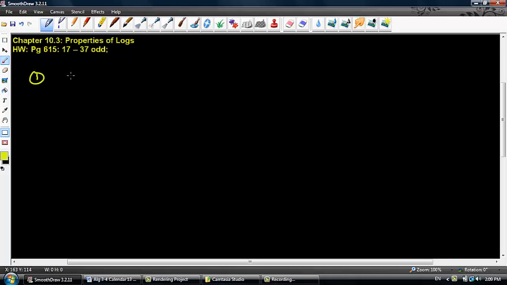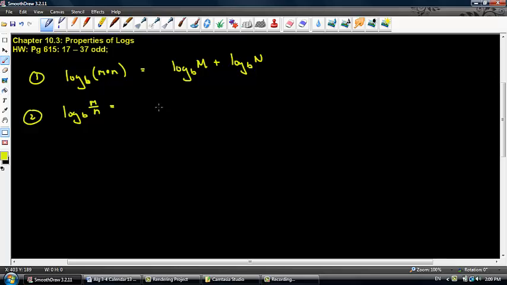The first property of logarithms is that if I have a log base b, and on the inside an m times an n, I can separate that logarithm out to make it log base b of m plus the log base b of n. Similarly, if I have log base b of m divided by n, that is log base b of m minus log base b of n.